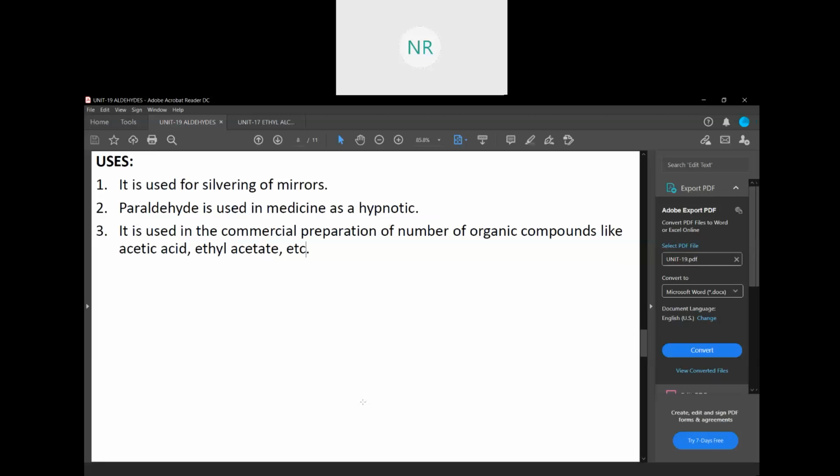Paraldehyde is used as a medicine as hypnotic. Okay, it is used as a hypnotic agent. It is used in the commercial preparation of a number of organic compounds like acetic acid, ethyl acetate, and many other compounds. Okay.